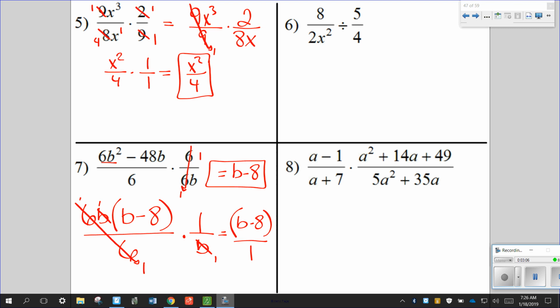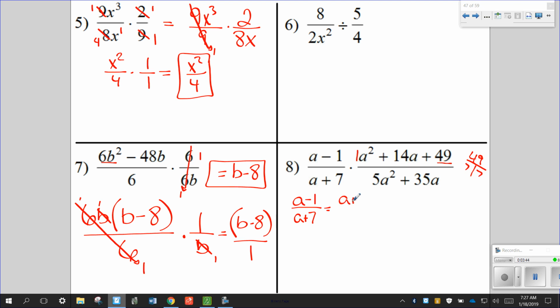Jumping over here to number 8, we've got a little more complicated situation, it looks like. Okay, so look at the first fraction, a minus 1. Is there anything we can factor out of that? No, it's already linear, there's no greatest common factor. Same thing with a plus 7. We just bring those down. Then we have a quadratic over here. So the constant term is 49, leading coefficient 1. So all I have to say is, any factors of 49 that add up to 14? Why, yes, 7 and 7 add up to 14 and multiply to get 49.